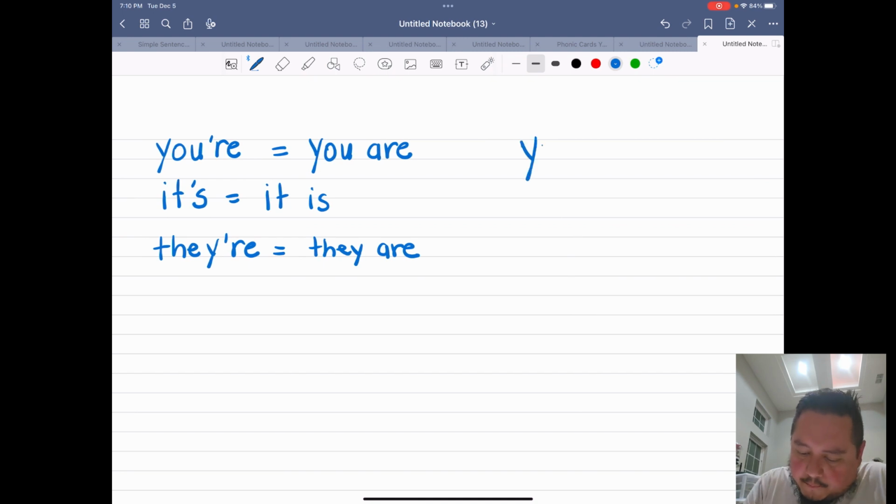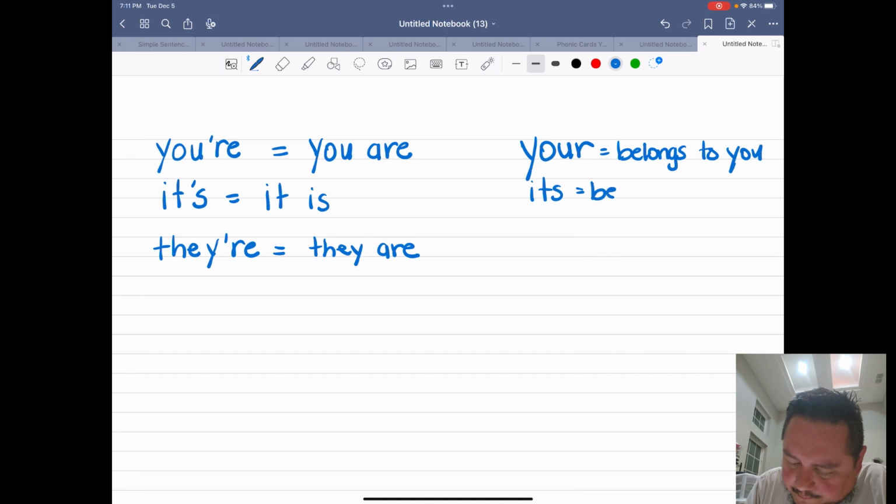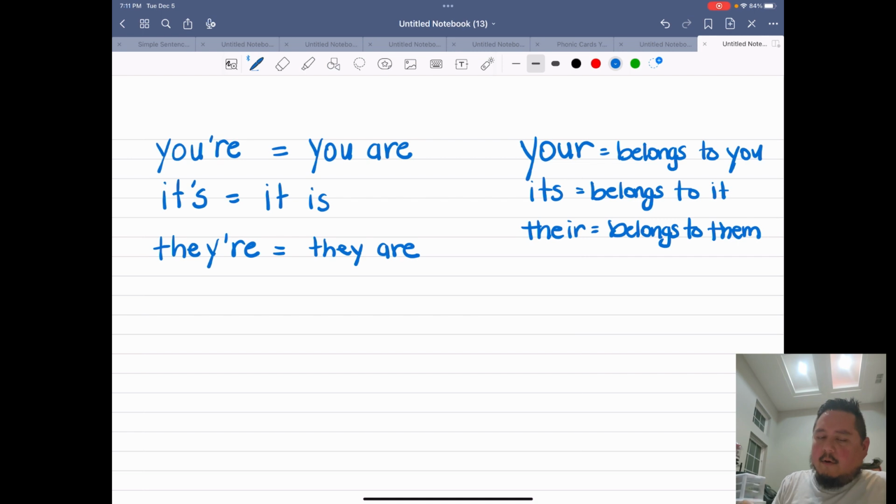The other one is your, and that means it belongs to you. And we have its, which means belongs to it. And we have their, which means belongs to them. So every single one of these words means to belong to something. To you, to it, which could be a thing or an animal, or to them, which is a group of people. So your, its, and their.